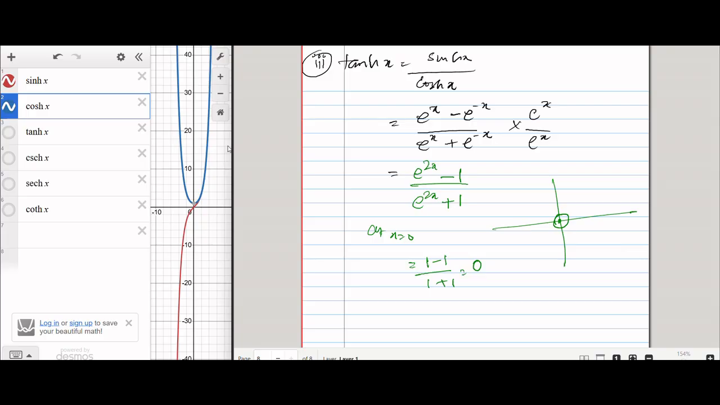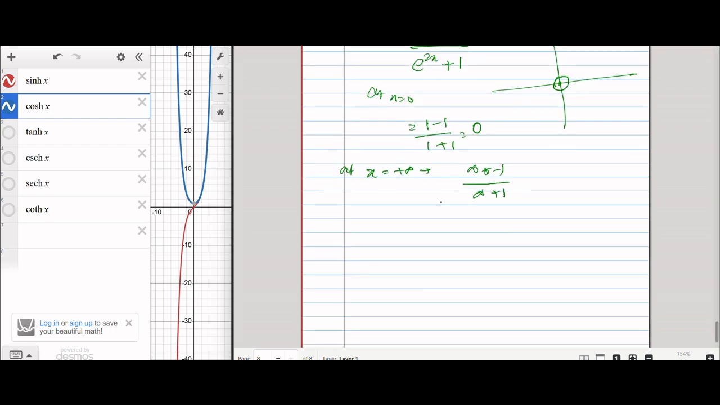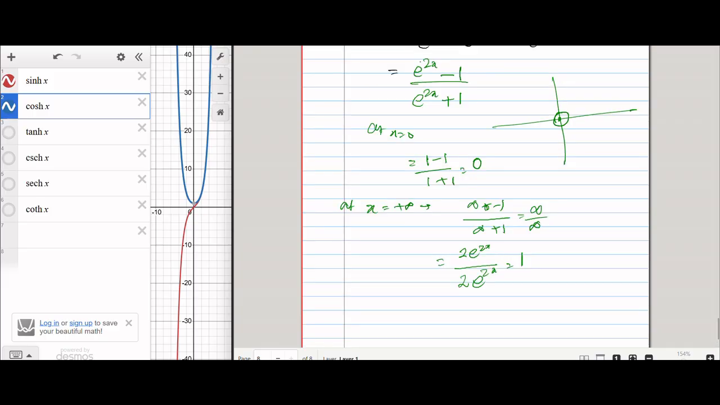And at x equals plus infinity, it's infinity minus 1 by infinity plus 1. So this is basically infinity by infinity form, so we'll do L'Hospital's rule. We'll differentiate the numerator and denominator. We get 2 into e to the power 2x by 2 into e to the power 2x, so it's 1. So at plus infinity, the function goes to 1. So this is 1, so like this.